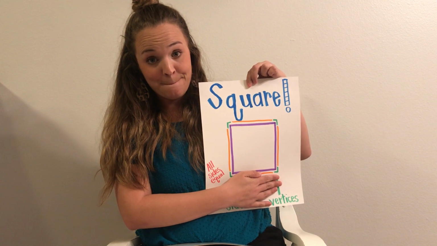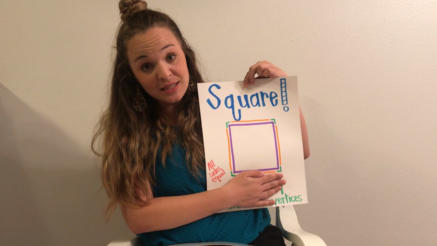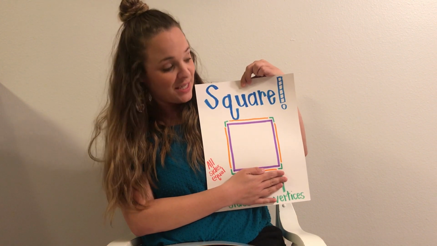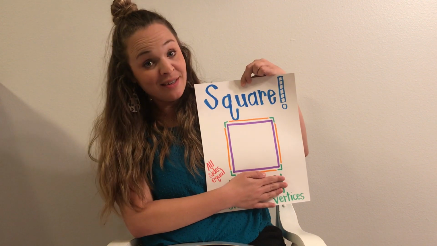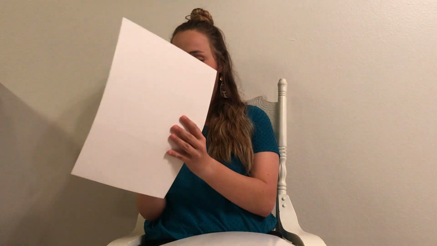What is this shape first? What is it? Square. How many sides? 4. And how many vertices? 4. Good job. All right, let's look at our next one. Let's not do that one. Let's do this one. You ready?